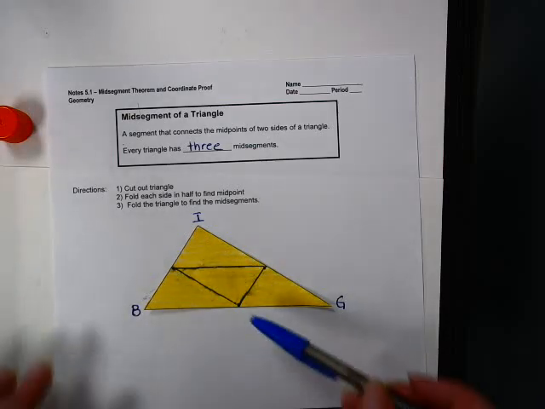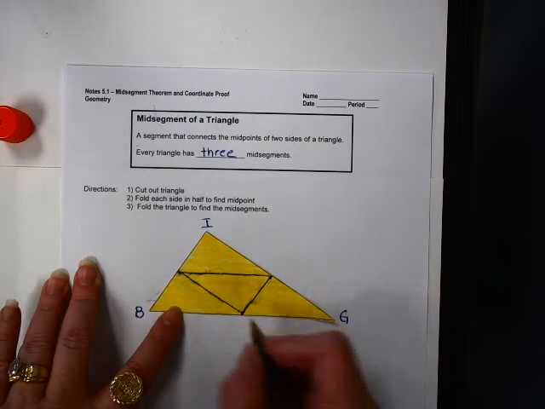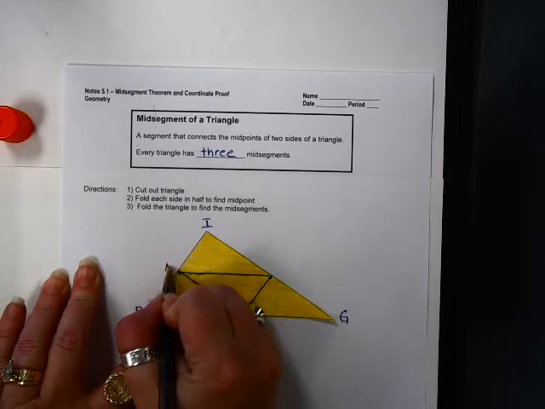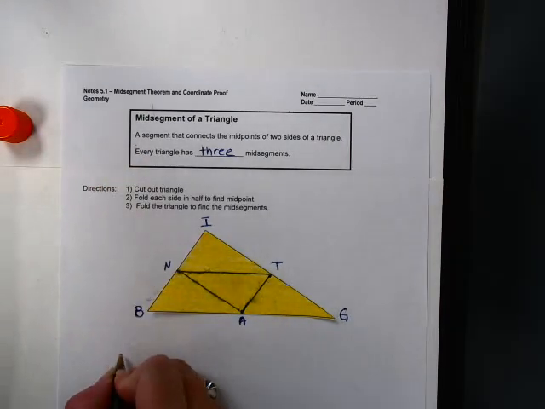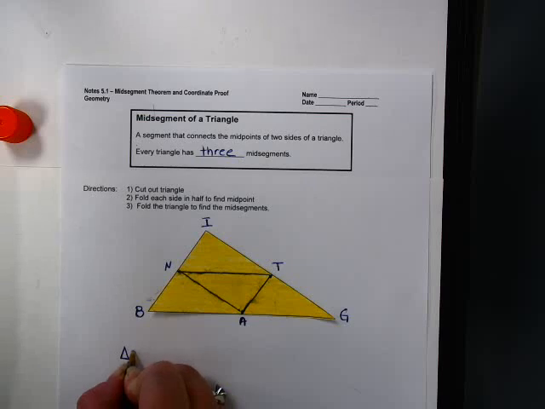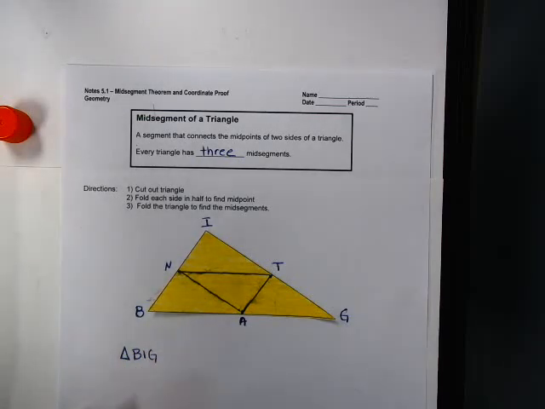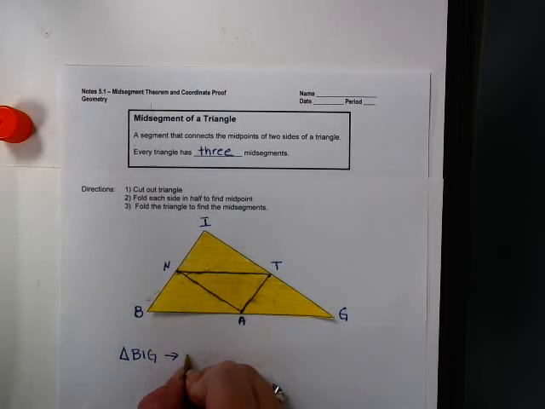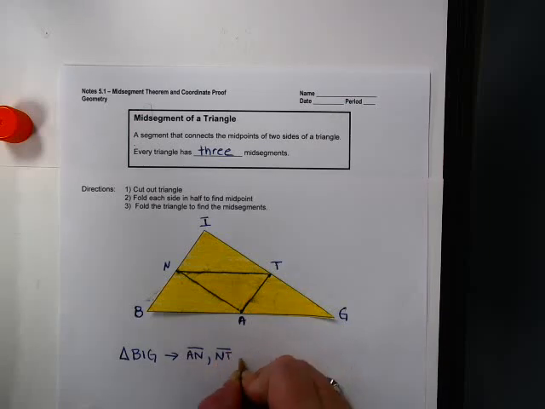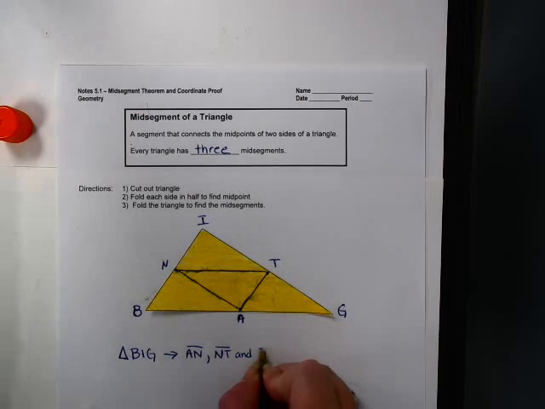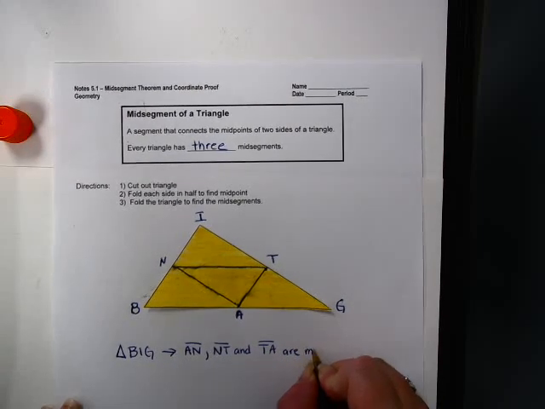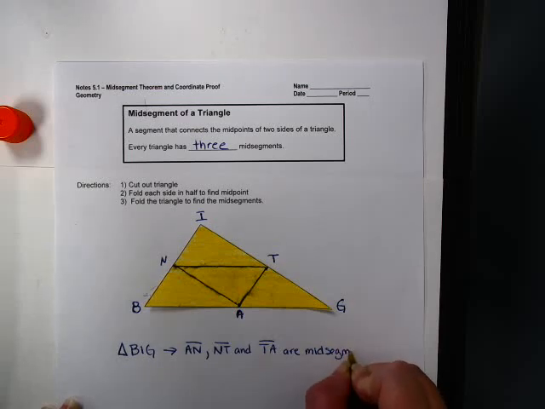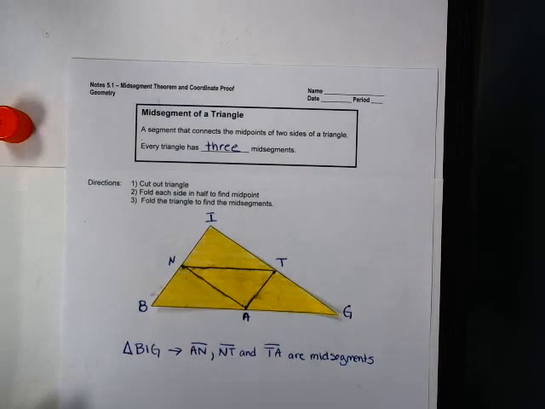And then I'm going to call this one, it's littler, so I'm going to call this one the ant. A-N-T. And what I know here, because of the definition, is that for the big triangle, segment AN, segment NT, and segment TA, or AT, doesn't matter, are mid-segments of the big triangle.